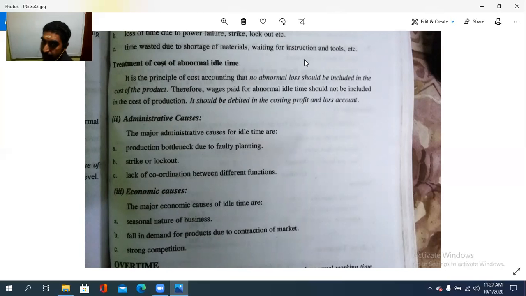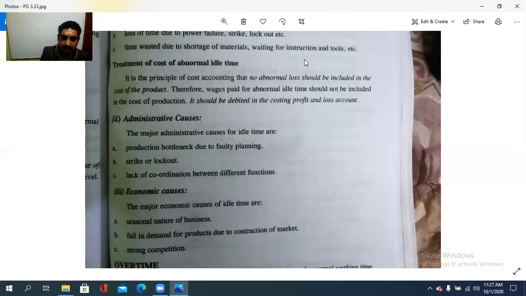And then administrative causes are production bottleneck due to faulty planning, strike, lockouts, അങ്ങനെയൊക്കെ ഉണ്ടാകുന്ന, പിന്നെ coordination between different department functions. Then economic causes like seasonal nature of the business, അതായത് ഓരോ സീസണിലും ഓരോ രീതിയിലായിരിക്കുമല്ലോ ഓരോ കേസുകൾ വരുന്നത്. അപ്പൊ അതിനനുസരിച്ച് ചില സമയത്ത് ചിലതിന് കൂടുതൽ ഇമ്പോർട്ടൻസ് കൊടുക്കാൻ പറ്റും, ചിലതിന് no importance, isn't it?